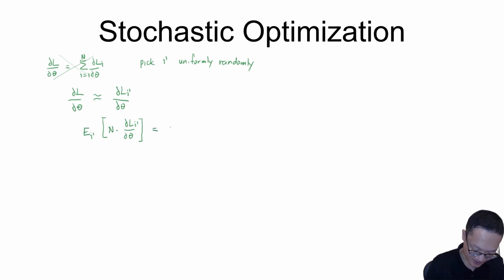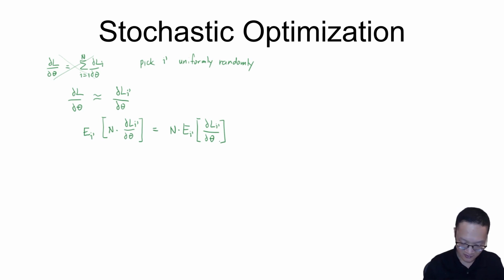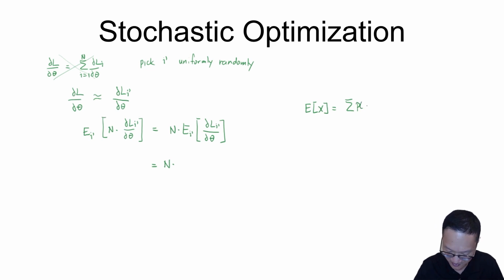Okay, so n is just a constant, so we can move n outside of the expectation. So now we're going to use the definition of expectation. The definition of expectation is summation over all the possibilities of the random variable x. So we sum up the probability mass of each, multiplied by the possible values of x. So that's the definition of expectation. So we're going to apply that here.